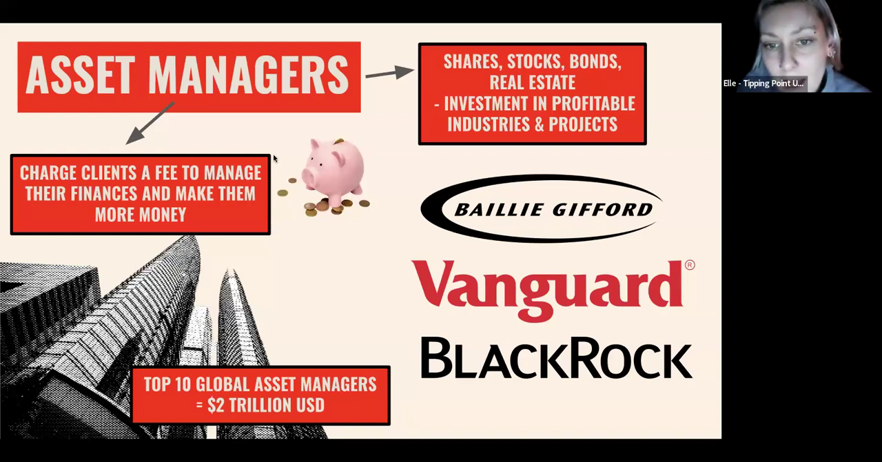So Baillie Gifford isn't included in the world's top 10 biggest asset managers. That's more like the likes of Vanguard and BlackRock, names that some of you may have heard of. But the 10 biggest global asset managers have a total of $2 trillion invested around the world in various industries. The majority of that is probably really sketchy and not so good. So the game of asset managing is absolutely no joke.